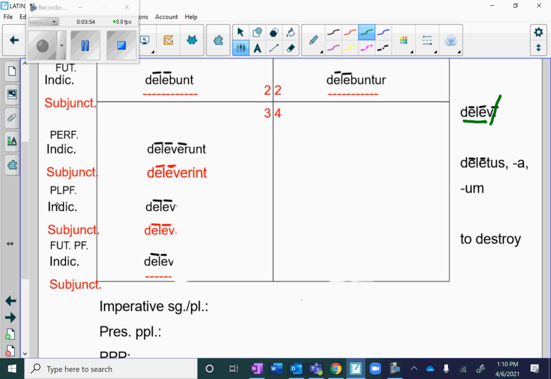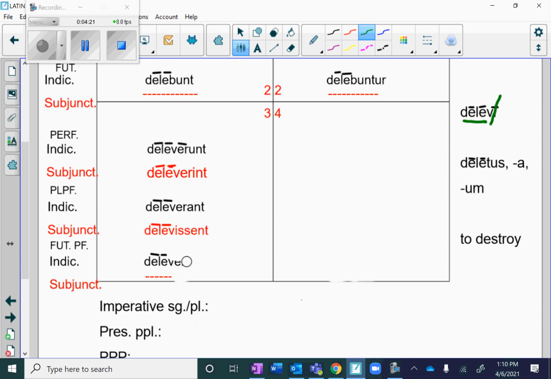For the pluperfect indicative, they had destroyed. We use our perfect stem delev, we add our era, and then the NT ending, they had destroyed. The pluperfect subjunctive, the stem delev, we add our isse, and then the NT, they had destroyed. For the future perfect indicative, remember it's the same as the perfect subjunctive.